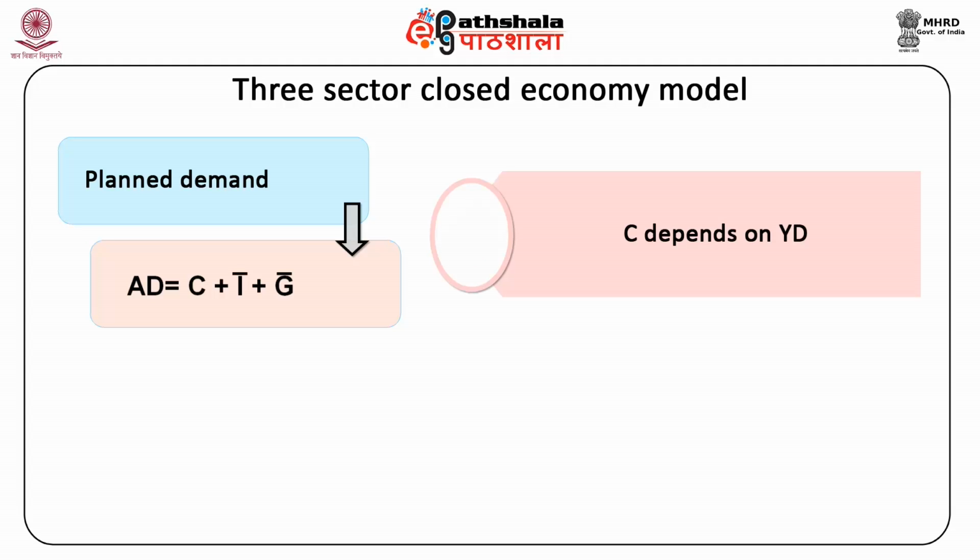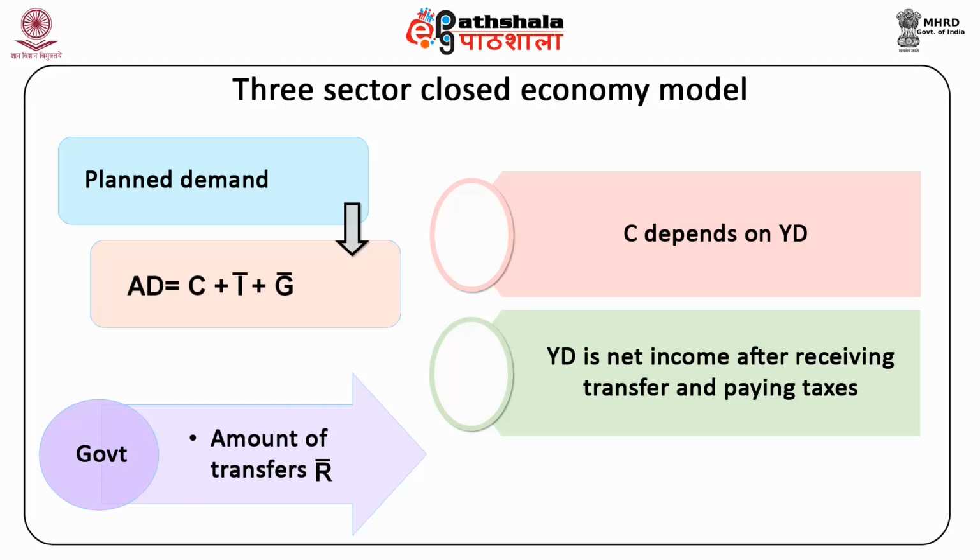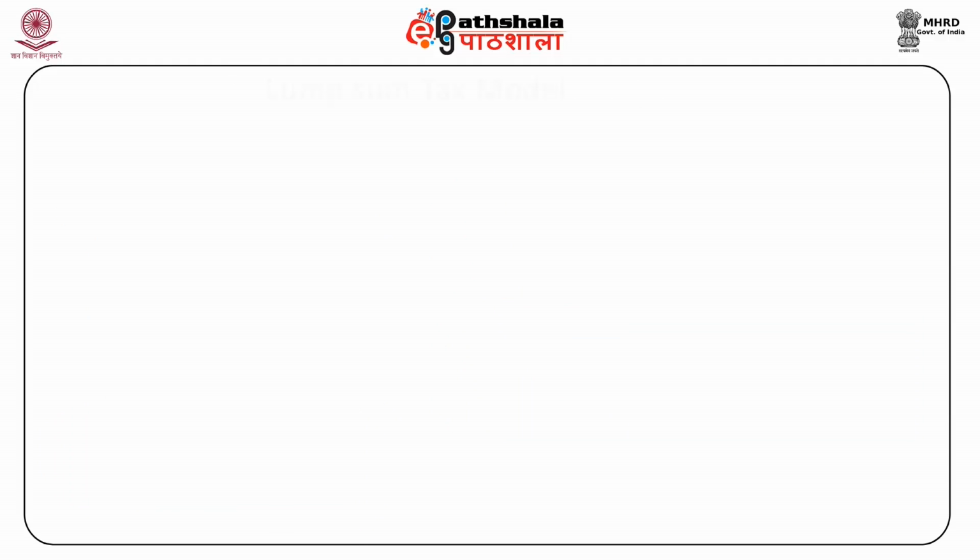Consumption C will no longer depend on income but on disposable income YD. Disposable income is net income available for spending by households after receiving transfers from the government and paying taxes to the government. We assume that the government makes a constant amount of transfers R bar. We consider two cases. Case 1, lump sum tax model.